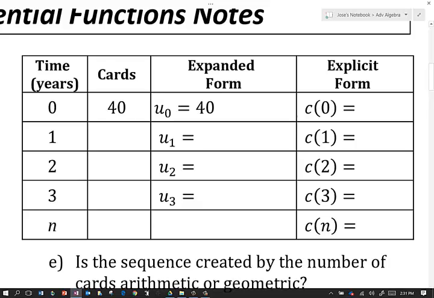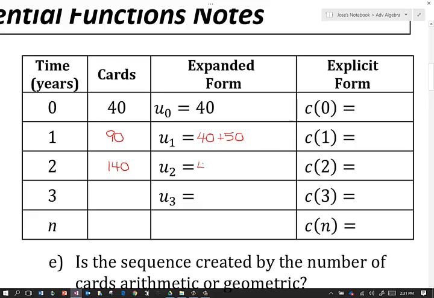So currently he has 40 cards. We can write that that's the initial value. And a year from now, he will have 90, clearly. He's going to add up another 50. You can think of this as being the 40 that he started with, plus 50. We'll come back to the explicit formula later. 2 years from when he started his collection, he would have 140 cards.